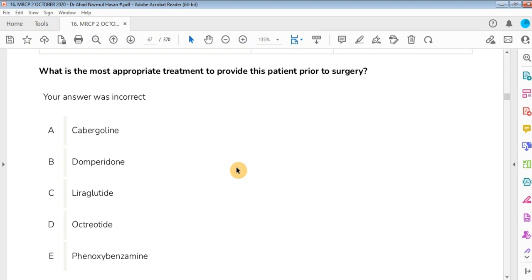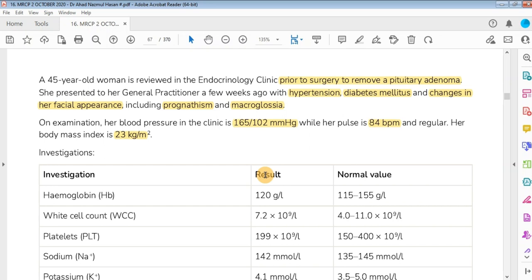What is the most appropriate treatment to provide this patient prior to surgery? A. Cabergoline, B. Domperidone, C. Liraglutide, D. Octreotide, E. Phenoxybenzamine. A 45-year-old female is reviewed in endoclinic prior to the surgery to remove pituitary adenoma. She presented to GP a few weeks ago with hypertension, diabetes mellitus, and changes in her facial appearance, including prognathism and macroglossia.